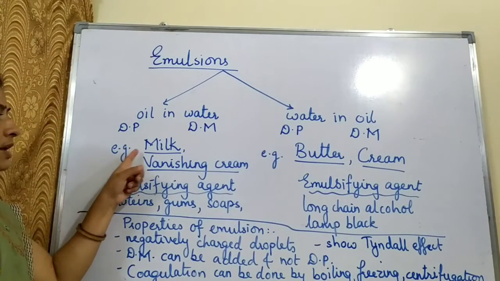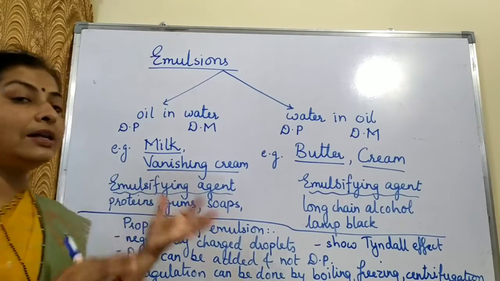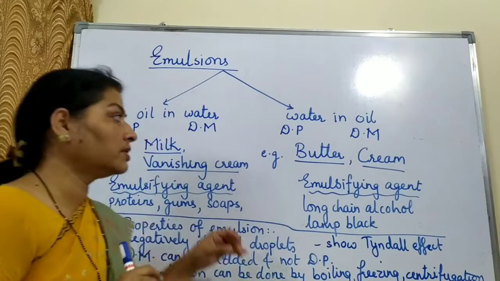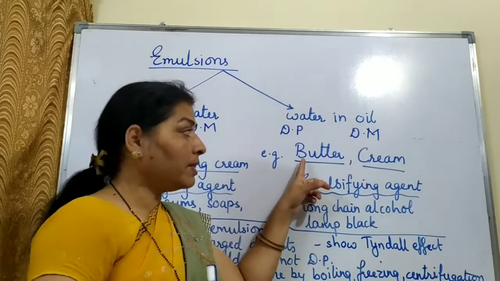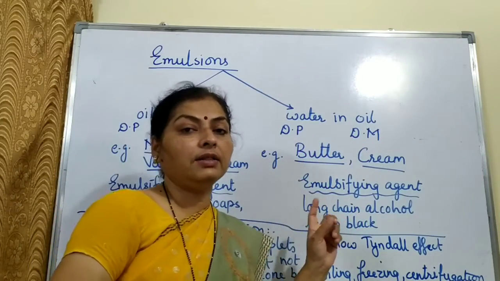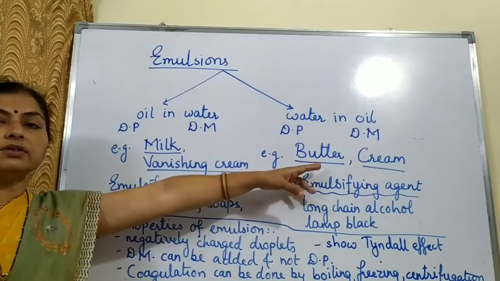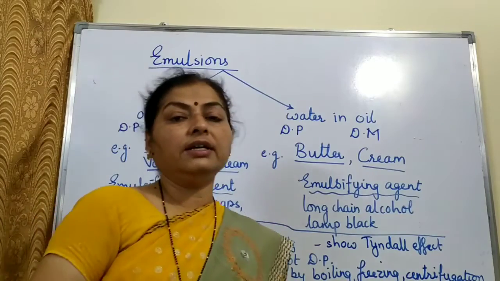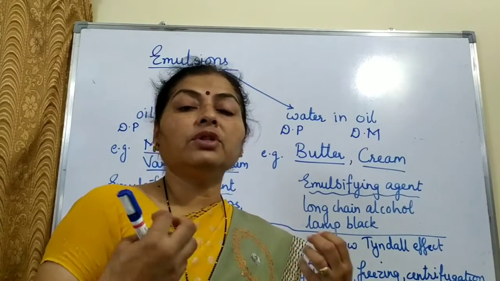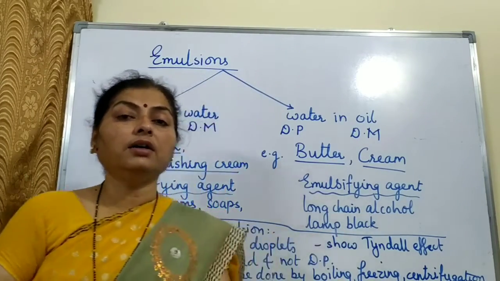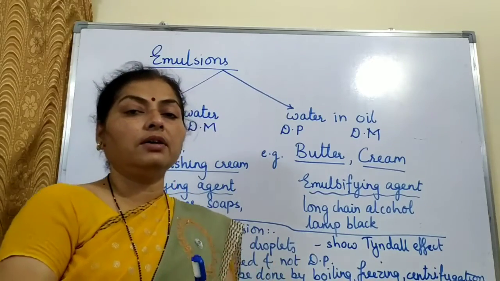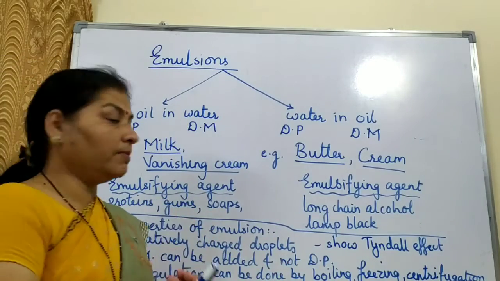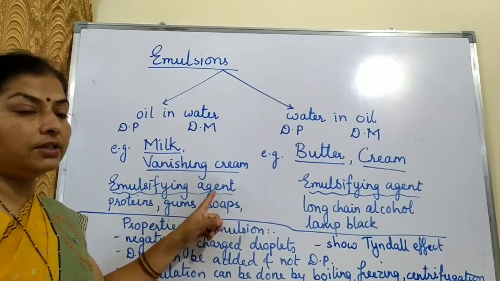Examples of oil in water are milk and vanishing cream. In milk, a large amount is water, and in that the liquid fat molecules are dispersed. And for water in oil, the butter example we have already seen in the previous part. Cream is also an example. Now, whichever it is, oil in water or water in oil, we know that these two mediums don't mix with each other. So we need a third agent which will act as an interfacial medium to mix both of them. So that is an emulsifying agent.